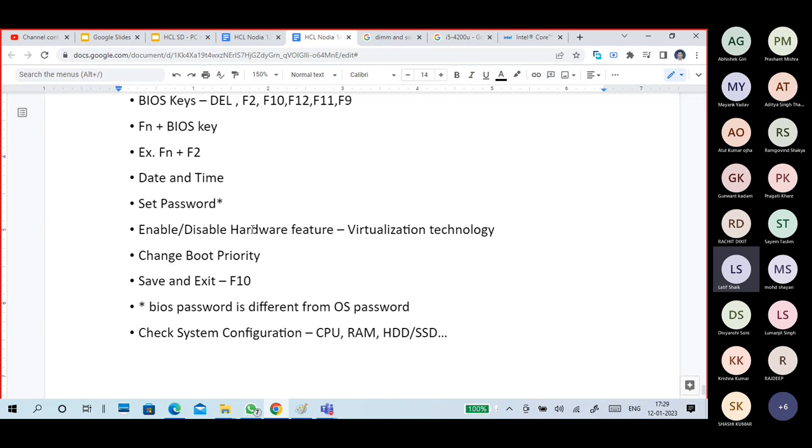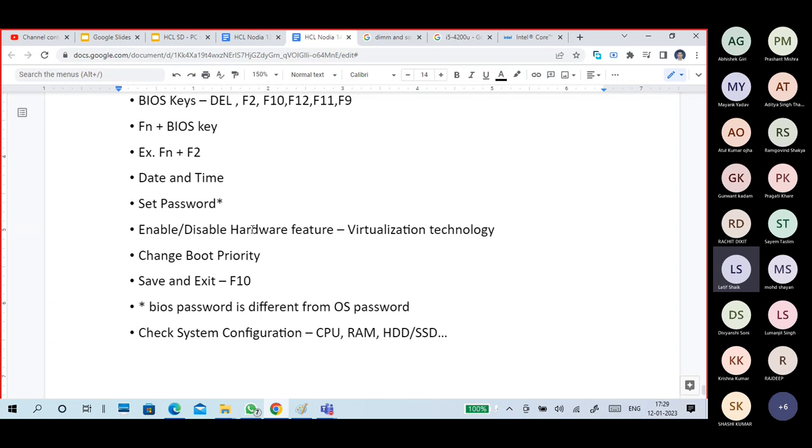What do the BIOS settings contain? They contain your date and time, your system configuration, and system hardware configuration. Configuration means hardware device configurations. We can see them from here and change them as per our requirement. We can enable and disable certain hardware features, and we can change the boot priority in the BIOS settings.